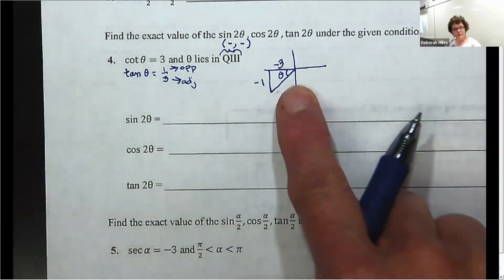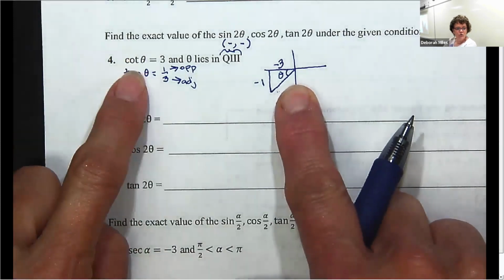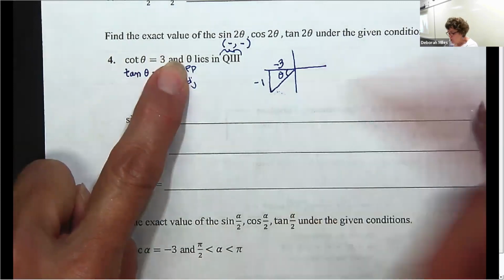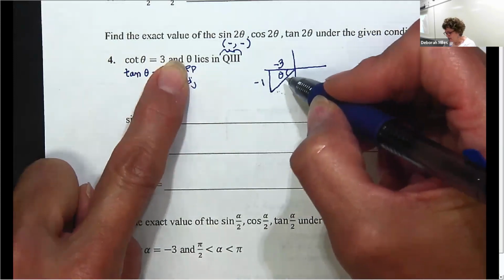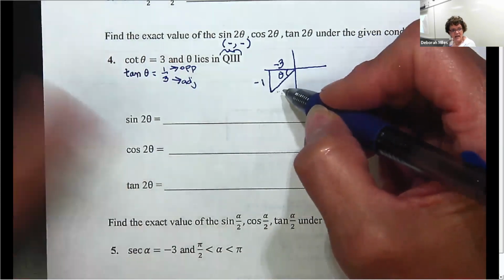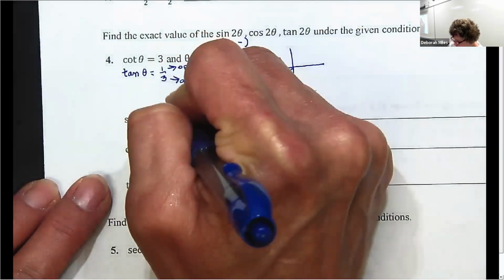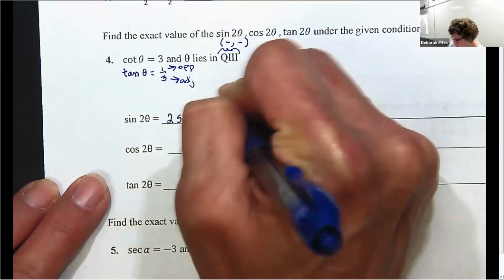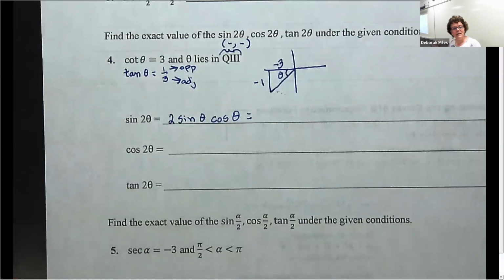Remember, the reason we're doing this is I can't tell you exactly the angle whose cotangent is 3. I don't know exactly what that angle is, but I don't even have to know what that angle is to find these 3 things, sine 2 theta, because I have a formula for it. Sine of 2 theta is 2 sine theta cosine theta. That's actually the only one of the double angle formulas that I use often enough to remember it. I have that one memorized. The rest of them I just look up when I need them.